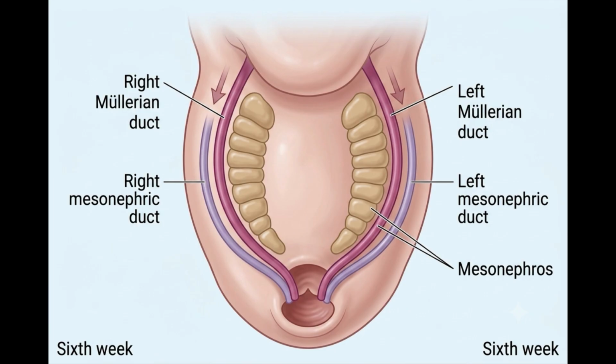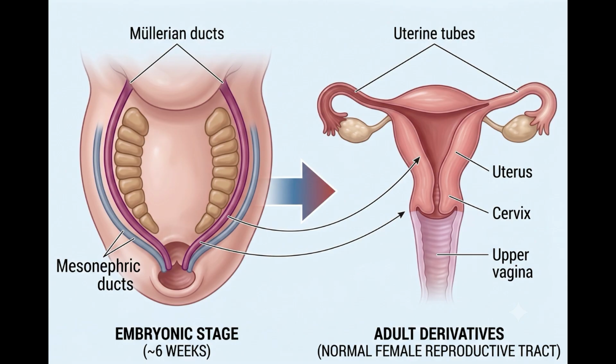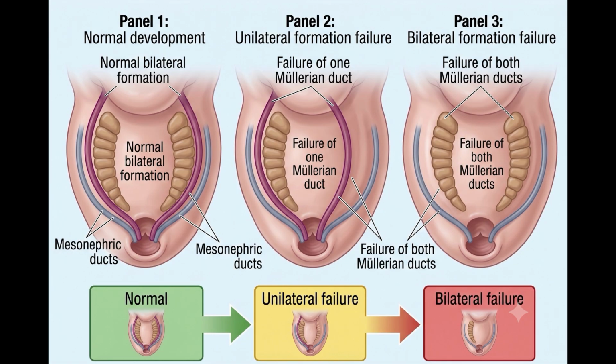The first group of congenital anomalies results from failure of Müllerian duct formation. Normally, one Müllerian duct develops on each side of the embryo during the 6th week of development. These paired ducts grow downward along the mesonephric ducts before eventually contributing to the formation of the uterine tubes, uterus, cervix, and the upper portion of the vagina. If the normal development of one or both Müllerian ducts is interrupted during this early stage, the structures derived from those ducts either fail to develop completely or develop only partially. The severity of the anomaly depends on whether one duct or both ducts are affected.